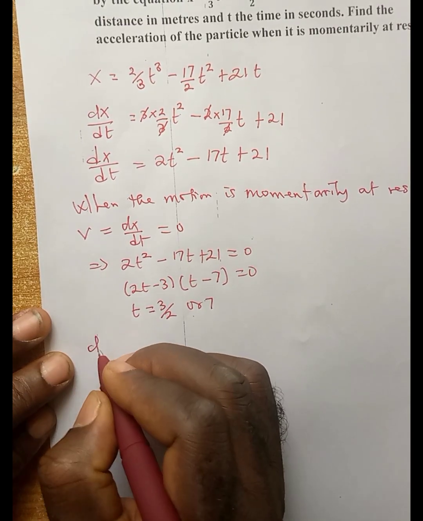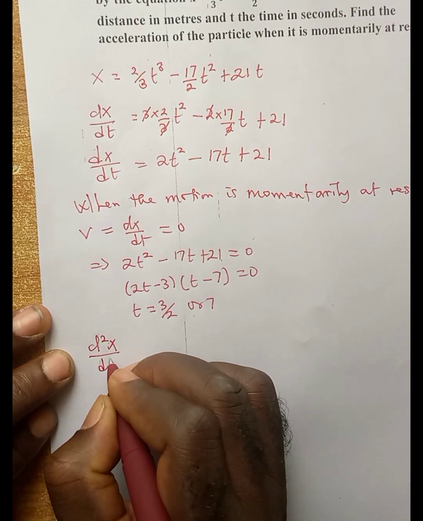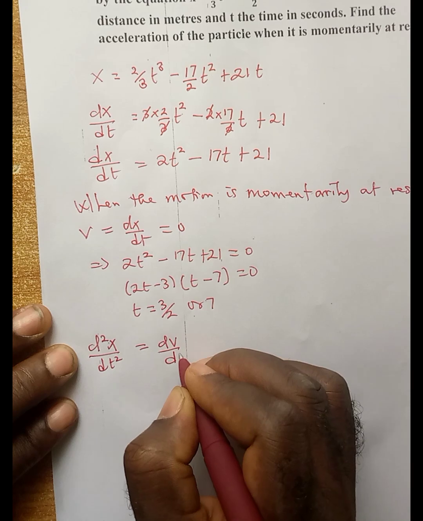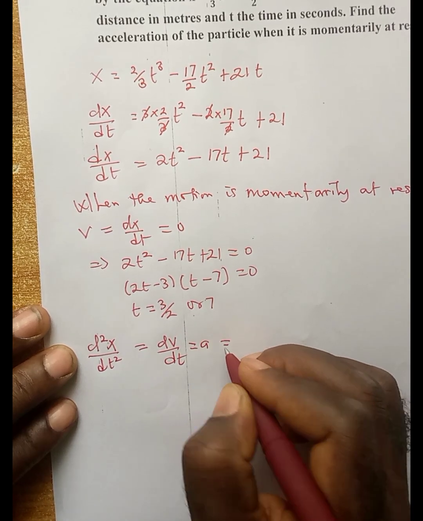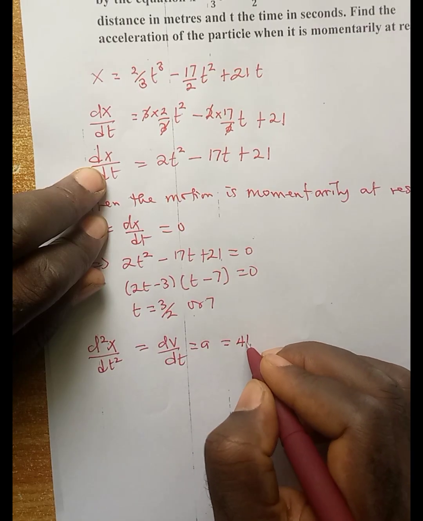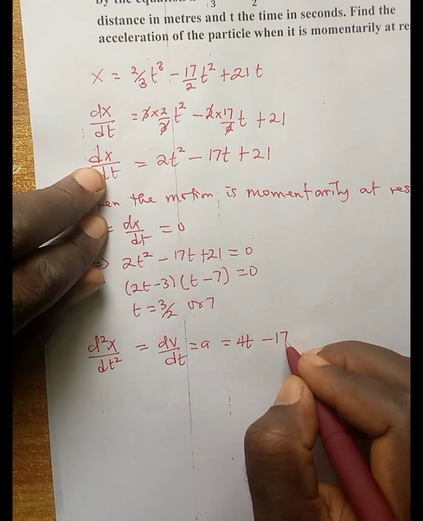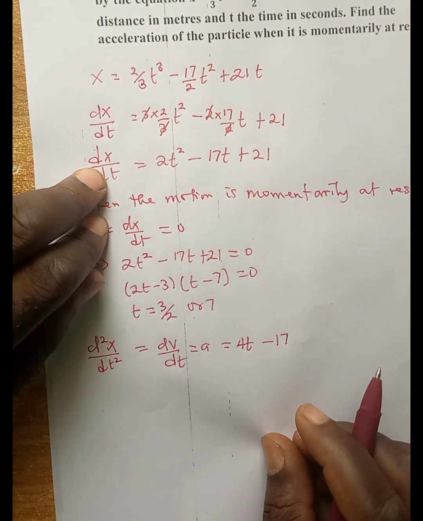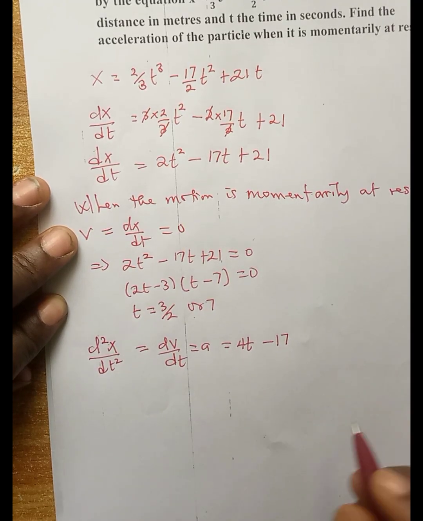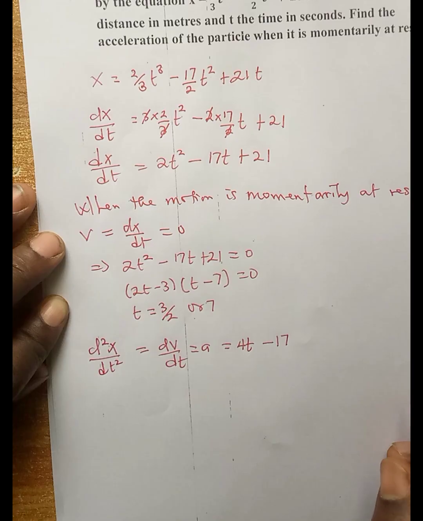That is, if we differentiate this one the second time, we have d squared x by dt squared, which is equal to dv/dt, which gives acceleration, is equal to, when we differentiate 2t squared, it will give us 4t, minus, when we differentiate 17t, it will give us 17. If you differentiate 21, it's a constant, it will be equal to 0. Now from here, we want to find the acceleration when the particle is momentarily at rest.